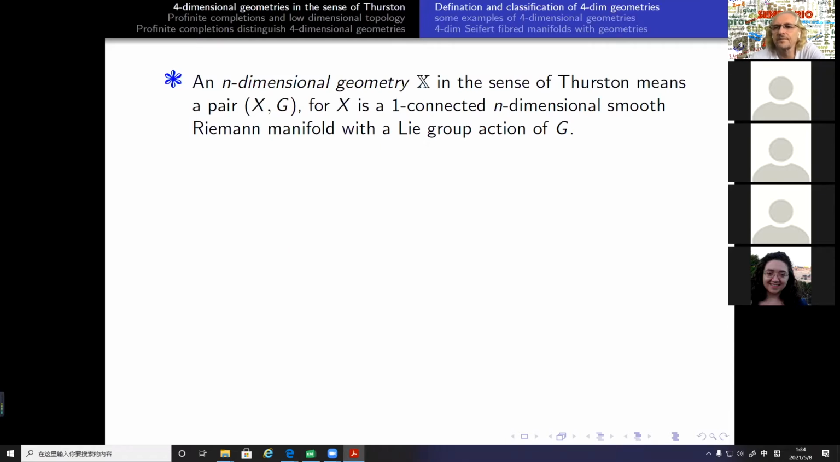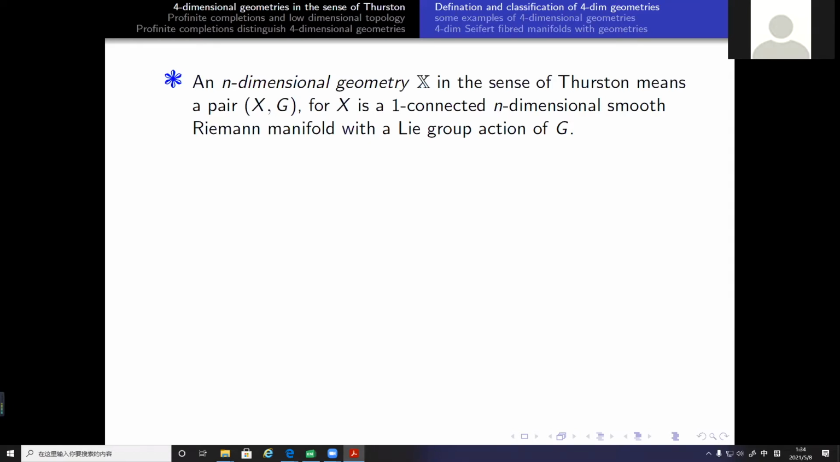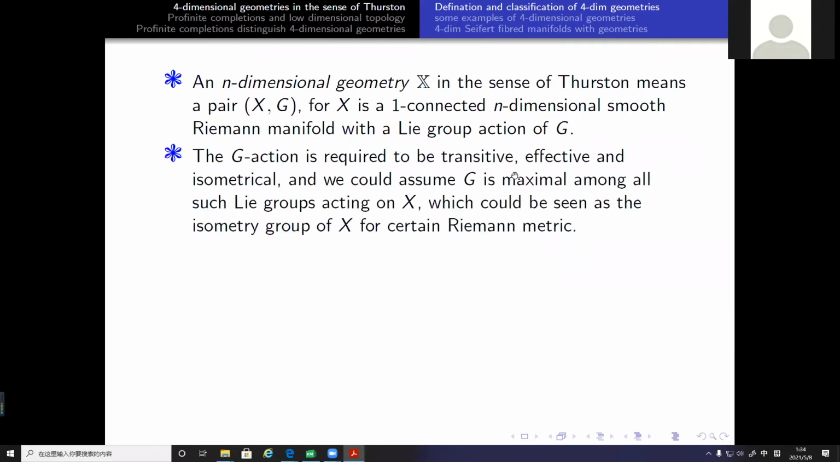An n-dimensional geometry X, in the sense of Thurston, means a pair (X, G). Here X is a simply connected n-dimensional smooth Riemannian manifold with a Lie group action, where the Lie group is G. Of course, we have some conditions. For example, we assume the G action is transitive, effective, and isometric on the Riemannian manifold. We also assume G is maximal among all such Lie groups acting on X, which could be seen as the isometry group of a certain Riemannian metric.